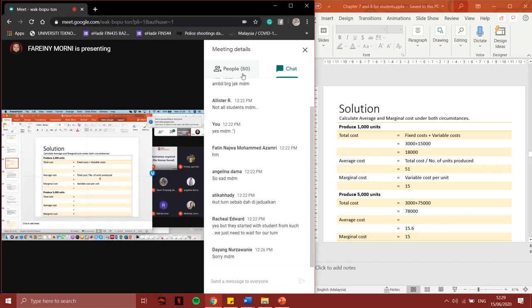Okay, and then what is your average cost? So your average cost, you take the value of total cost divided by total number of units. So in the first one, it's 1,000 units. And then what is your variable cost? Marginal cost, that's your variable cost per unit. All right, and then you do the same for 5,000 units. Okay, try to calculate.